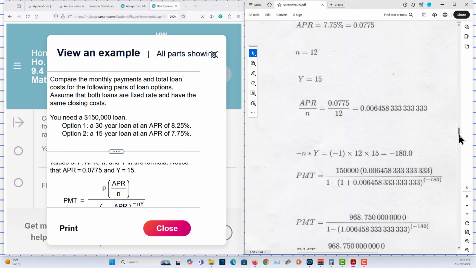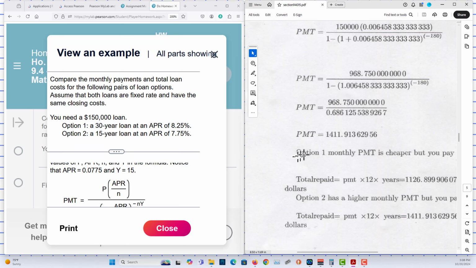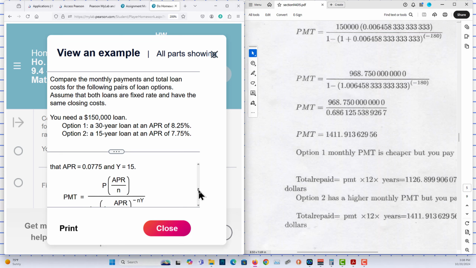Then we plug our data values into the formula and simplify it. Simplifying the numerator, we get that value. Then we have 1.006458 raised to the negative 180, and 1 minus all that, and we get that value here. And then the payment would be $1,111.91. That's what they have there.